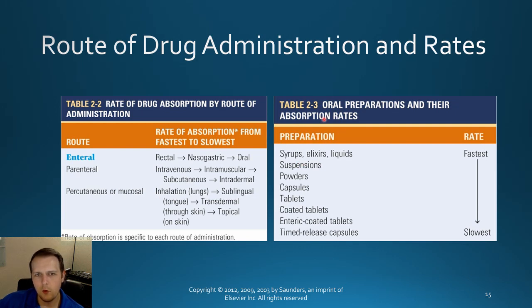Looking at your oral preparations and how quickly they get absorbed, you tend to find that liquids are absorbed much faster than your tablets and capsules. Syrups, elixirs, liquids, very fast absorption, versus down here when you have tablets that have to get into solution, they have to dissolve, then they have to be absorbed. They tend to be a little bit slower in terms of their action. Obviously, things that are time released, meaning they need to be released over the course of many hours, are going to be the slowest acting.